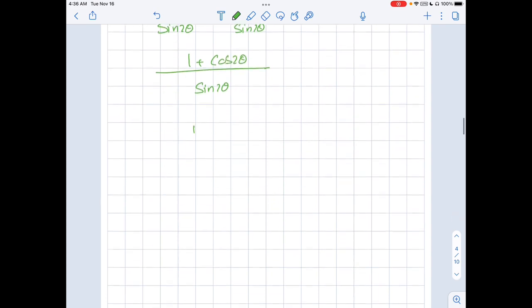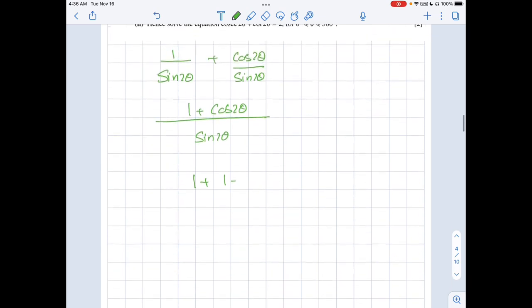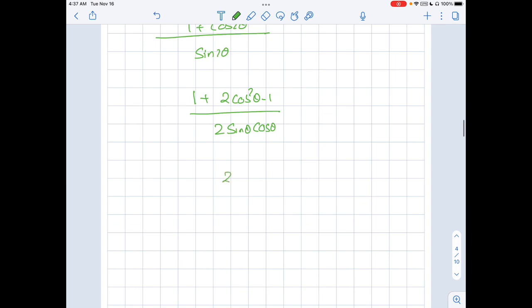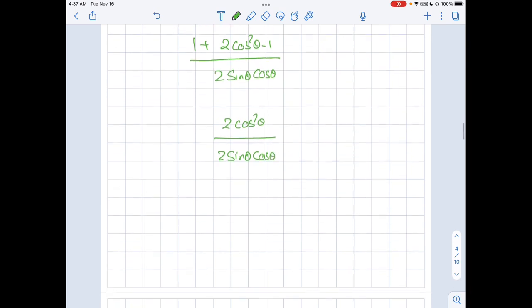Cos 2 theta is nothing but what? 1 minus 2 sine square theta. I want it in the form of cos theta, so it can be written as 2 cos square theta minus 1. Sine 2 theta is 2 sine theta cos theta. 1 gets cancelled, so I get 2 cos square theta upon 2 sine theta cos theta. Then 2 and 2 get cancelled, one cos theta gets cancelled. Cos theta upon sine theta, which is equal to cot theta. That's going to be the answer.